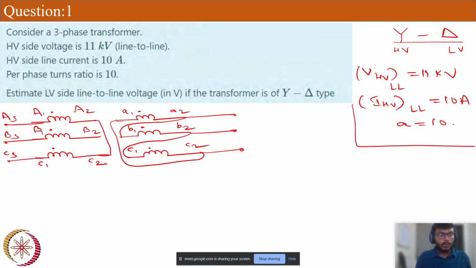Yeah. So what was asked? Estimate the LV side line to line voltage, VLV line to line. Okay. So can someone tell me how to proceed with this kind of problem? Anyone?